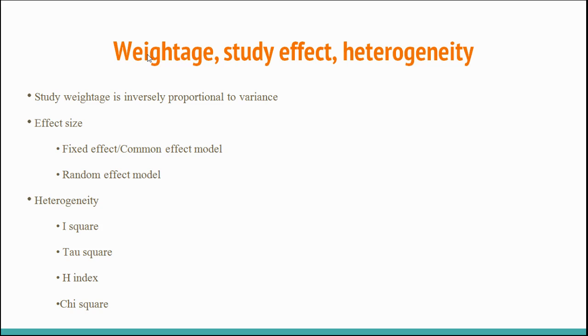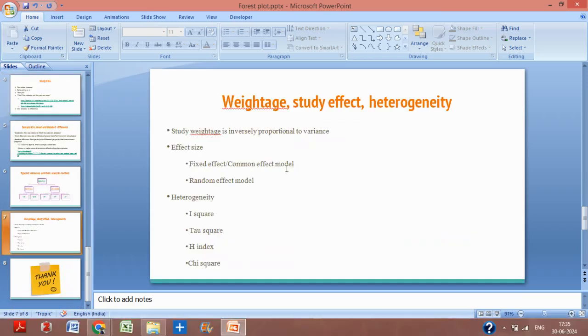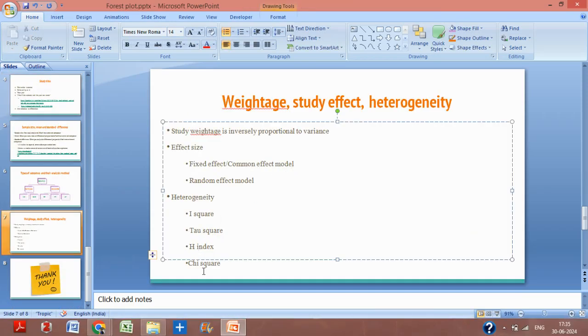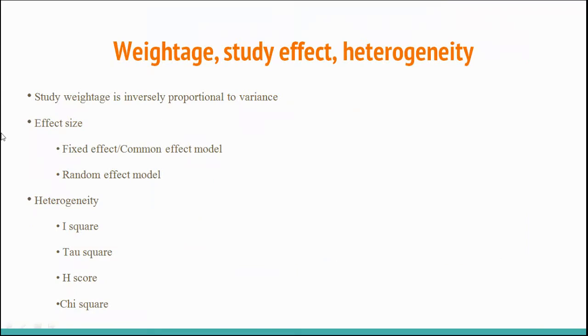There are a few methods of checking it. First is I square, tau square, H score, and chi square. It's not the H index, it is just the H score, so let me correct it. So I square, tau square: I square usually ranges between 0 to 1. 0 represents negligible heterogeneity, whereas 1 represents very high heterogeneity. Similarly, tau square is also reporting heterogeneity.